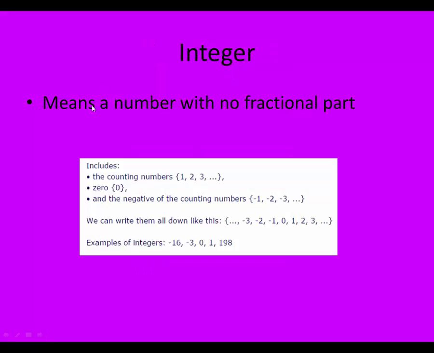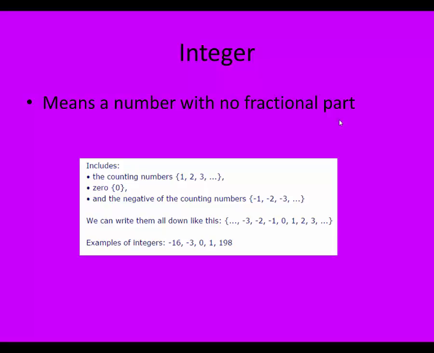An integer means a number with no fractional part. A lot of you have come up to me and said that you don't know what this means, and it means that it's just a number. So if you're counting like 1, 2, 3, 4, 5, 6, 7, it's just that number. That's what integer means. 0 is also an integer.